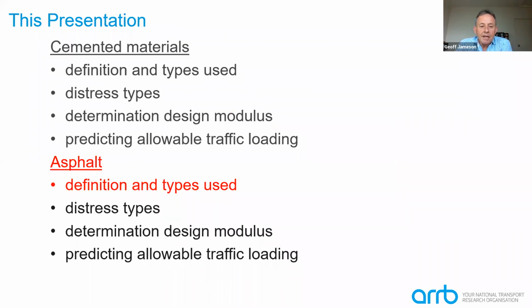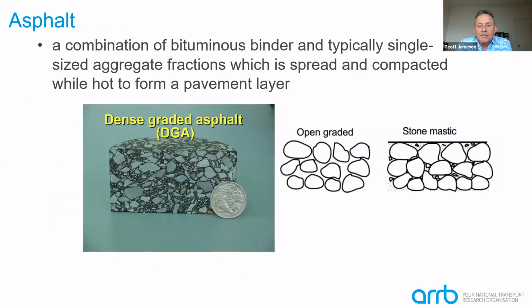So the second part of this webinar will talk about asphalt. Now, we discussed some of the definitions of asphalt in our first week, but I'll just go through again. Asphalt is a combination of bituminous binder with different size fractions of aggregate, which are mixed, spread and compacted while hot to form a pavement layer. And so we have different types of asphalt, such as dense graded asphalt, open graded asphalt, which is commonly used as a surfacing type, and another surfacing type, stone mastic asphalt.